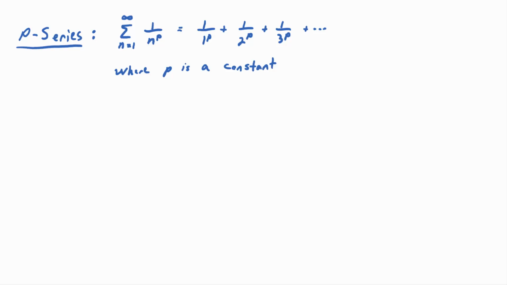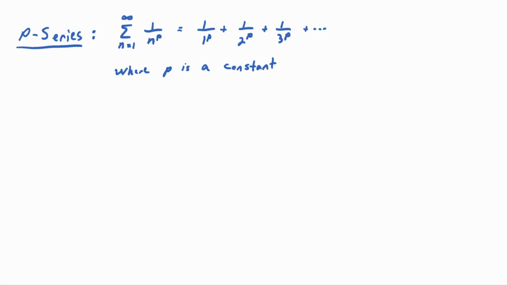So a p-series is one of the form, the sum from n equals 1 to infinity of 1 over n to the p. So what does that look like? Well, written out longhand, it looks like 1 over 1 to the p plus 1 over 2 to the p. It's the n that's increasing. P is a constant. Plus 1 over 3 to the p plus dot, dot, dot. Under certain circumstances, it converges. Under certain circumstances, it diverges.